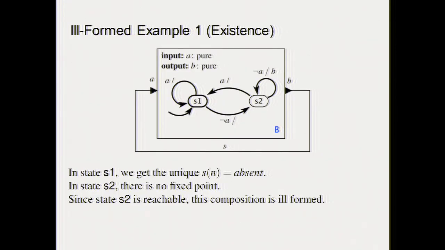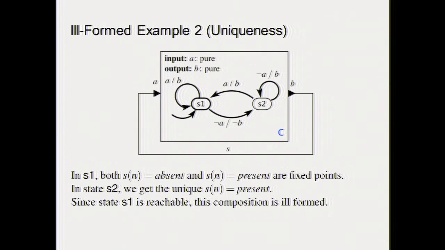So this one is actually an ill-formed example, and in fact there doesn't exist any possible value. So in state S1, of course, Sn is absent. In state S2, there is no fixed point. You can't possibly work, right? Why? Because if A is not present, then you output B. But B is equal to A, and so how can B be present and not present at the same time? Bad news, right? So this one is an inconsistent circuit.